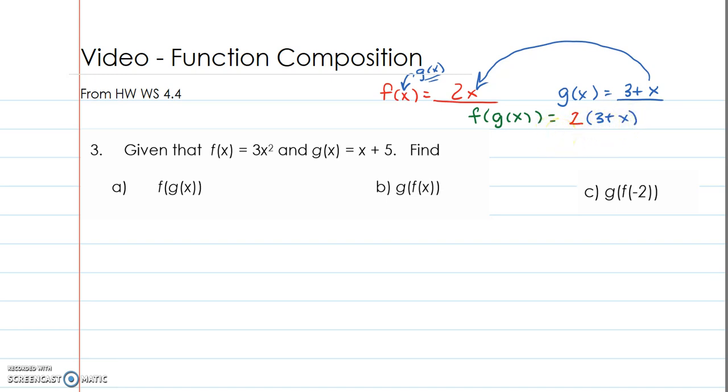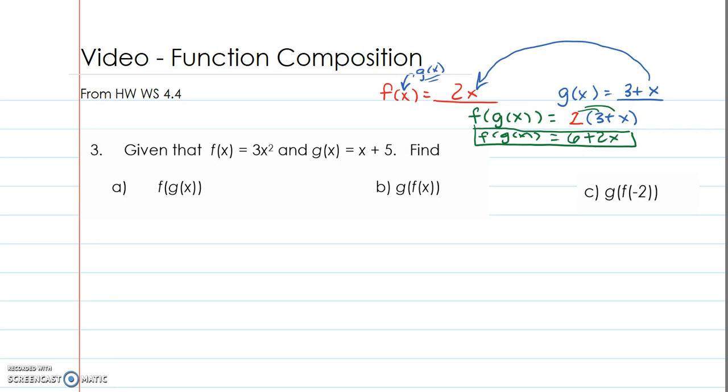That's the input. So if I was to continue to write this and to solve it out, I'd have f of g of x equal to 6 plus 2x. And this would actually be my answer. So let's go ahead and work these 3 pieces.